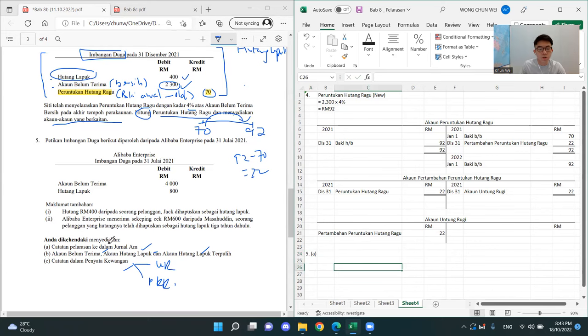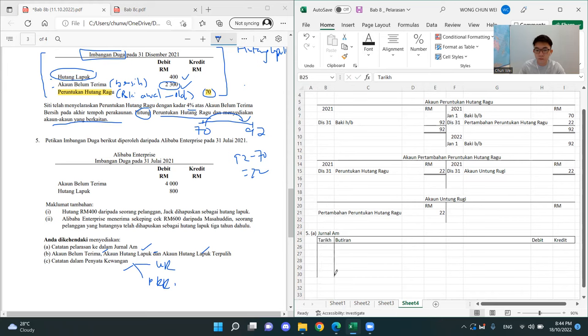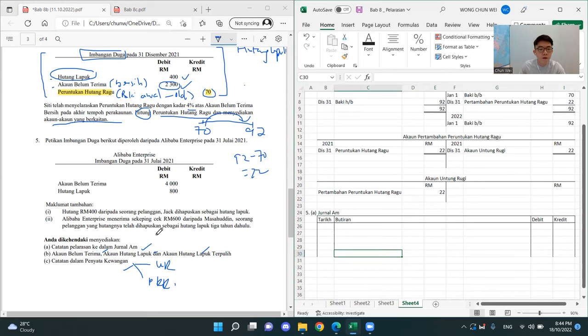5A. So catatan pelarasan ke dalam jurnal am means we have to do a jurnal am. Jurnal am, tarikh, butiran, debit, kredit. Okay. All right, so this is your jurnal am. All right, so now look at maklumat tambahan. Okay, hutang RM400 daripada seorang pelanggan Jack dihapuskan sebagai hutang lapuk.